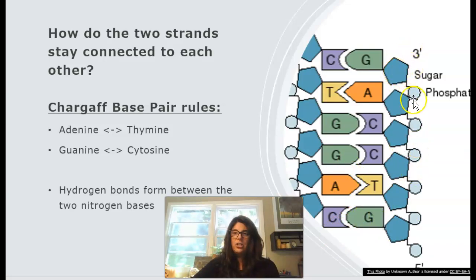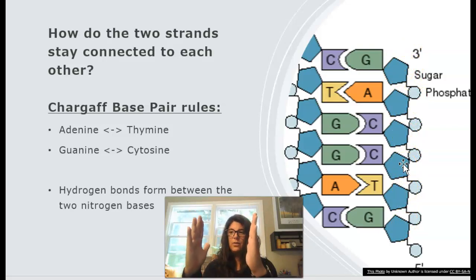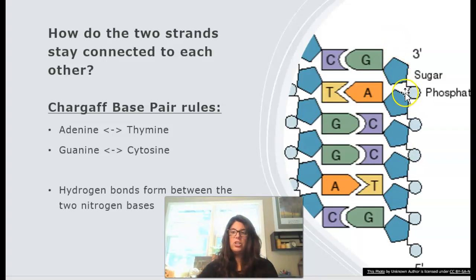Here's, again, the sugar and the phosphate group. So here's the background. If you look, you've got the two sides of your ladder, which are going to be made of the sugar and the phosphate group. And then the rungs of the ladder will be these nitrogen bases, which will be chemically bonded together.